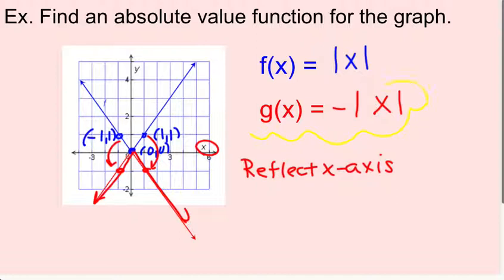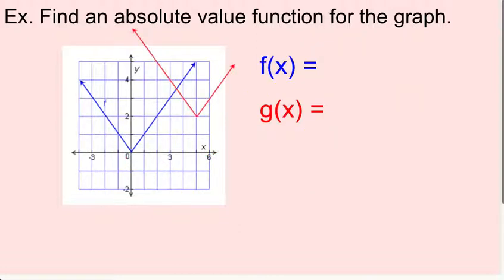So in part of your assignment, we're going to ask you to come up with what that equation is. And that's what it is in the yellow circle. All right, let's do one more. Again, here is our blue parent function. So we know that parent function is the absolute value of x.